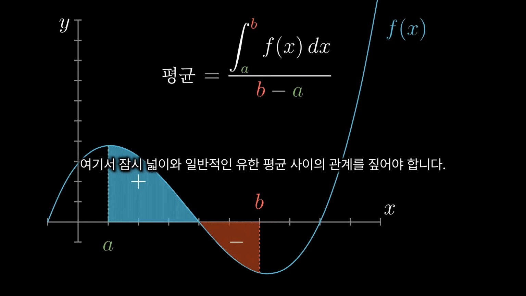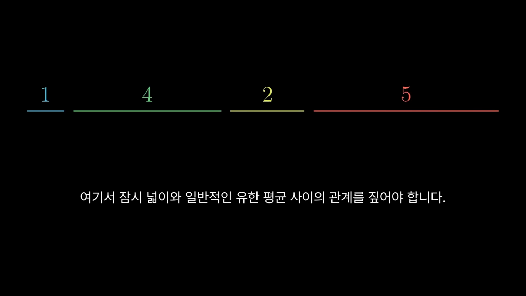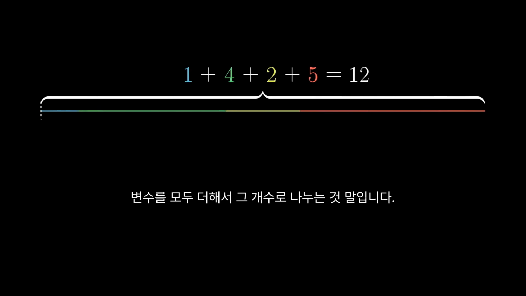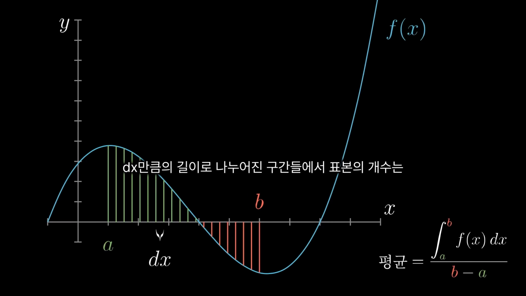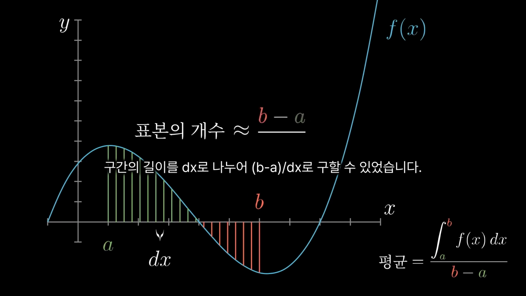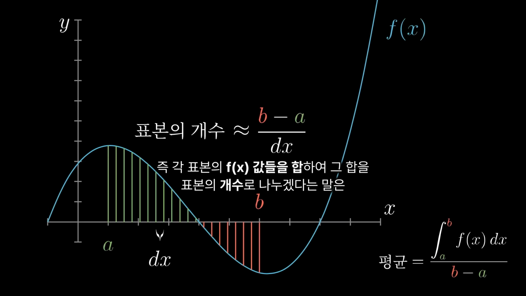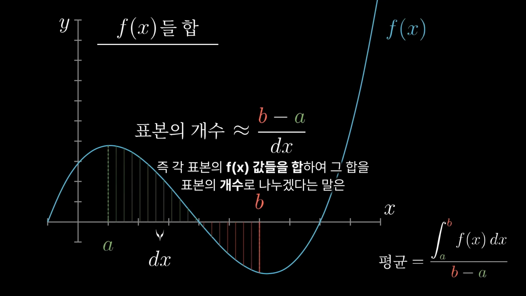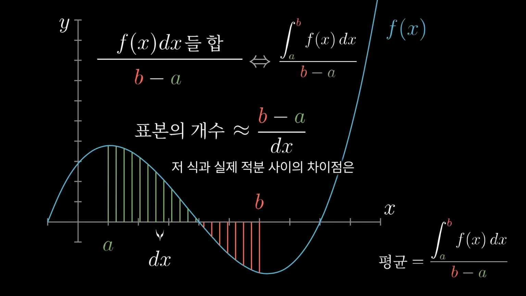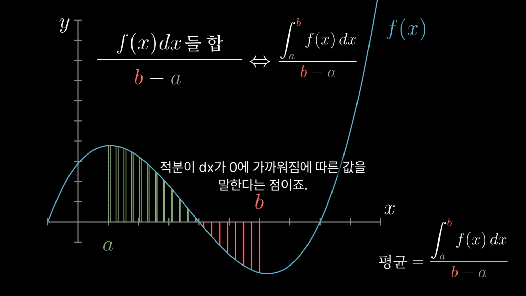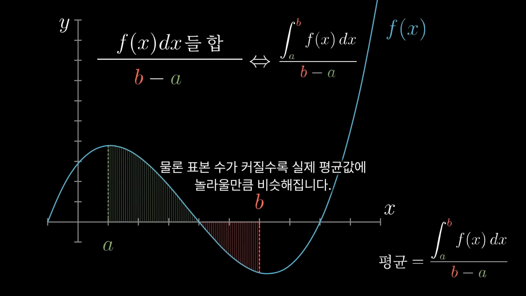And it's worth taking a moment to remember what this area has to do with the usual notion of a finite average, where you add up many numbers and divide by how many there are. When you take some sample of points spaced out by dx, the number of samples is about equal to the length of the interval divided by dx. So if you add up the values of f of x at each sample, and divide by the total number of samples, it's the same as adding up the product, f of x times dx, and dividing by the width of the entire interval. The only difference between that and the integral is that the integral asks what happens as dx approaches 0. But that just corresponds with samples of more and more points that approximate the true average increasingly well.